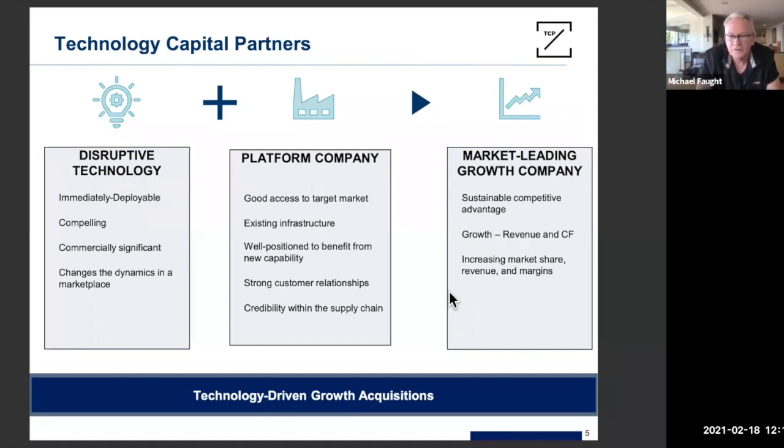So we're looking for a disruptive technology that's immediately deployable, and it's compelling, and it's commercially significant, and it's potentially disruptive. But as is so often the case, it's struggling to commercialize. In the early stage venture community, you have a fairly low success rate. So if you're only right, and I don't mean to be disrespectful to anybody from the venture community who might be on this call, but if you're only right 10% of the time, you need to be swinging for the fences every time, right?